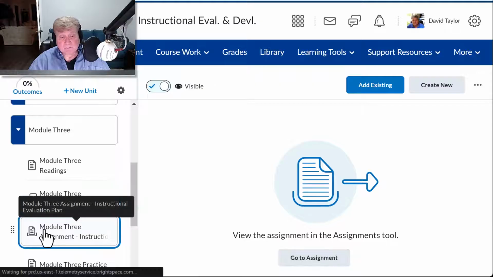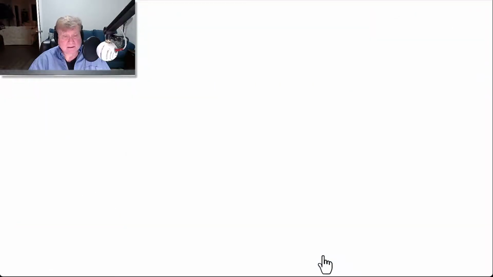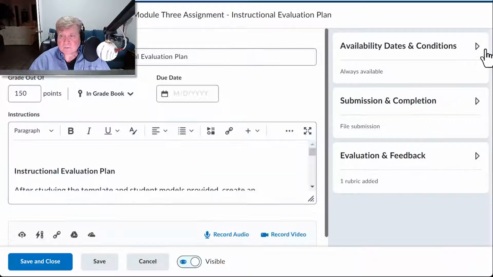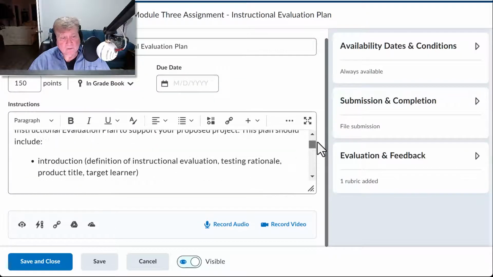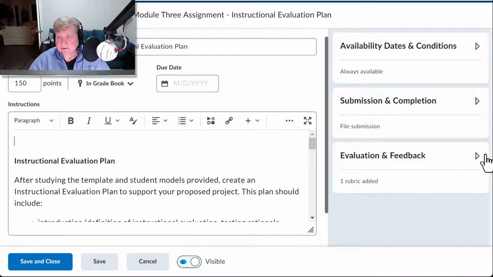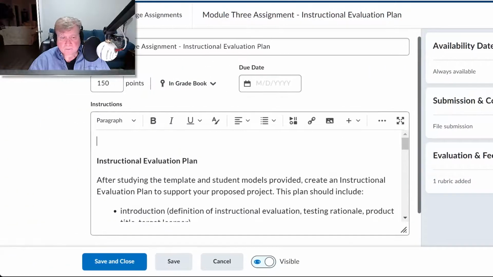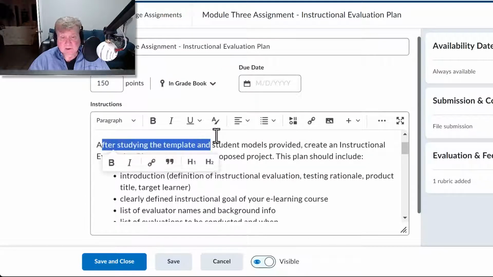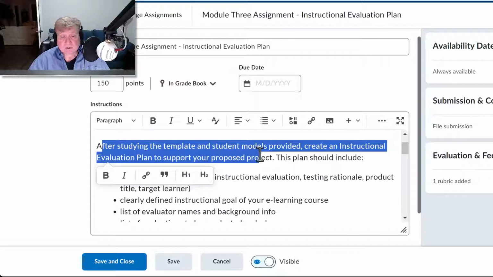Which must mean that at some point in this class you're going to be writing an IE plan. And indeed, that's exactly what we're writing here. So as you can see, you are writing your instructional evaluation plan. After studying the template and student models provided, you're going to create your instructional evaluation plan for your project, the one that you've identified and that you've been working on during the first 2 weeks of this course.